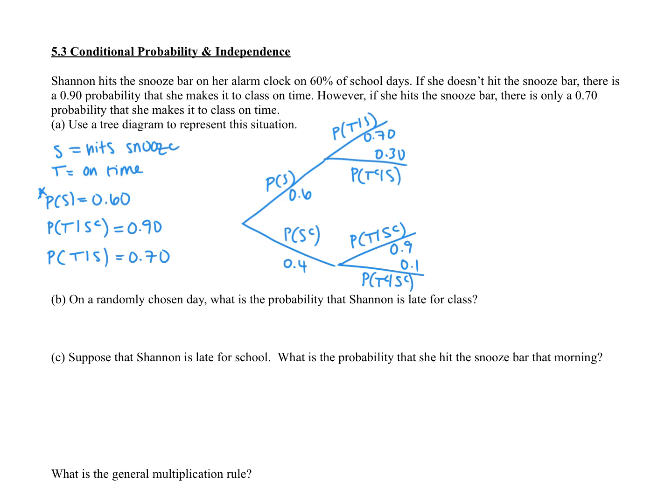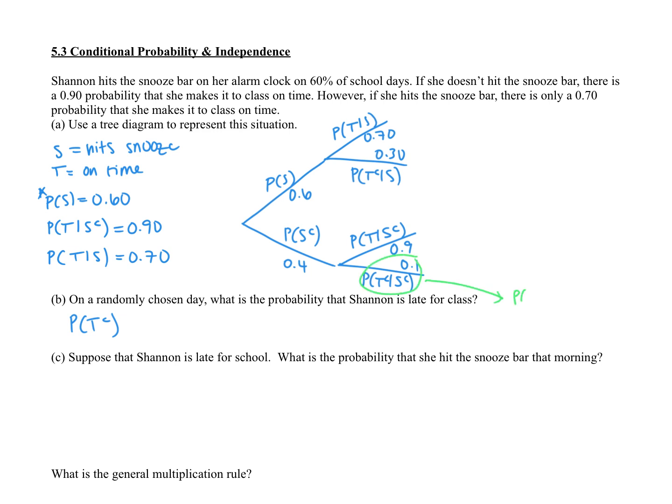So if we go to part B, on a randomly chosen day, what is the probability that she is late for class? So we are looking for the probability that she is not on time. We don't have a lot of probabilities that would be helpful here. There are only two probabilities that have late, that have T complement. It's this probability right here and this one right here. Let me take a look at this one and see if it's helpful to me.